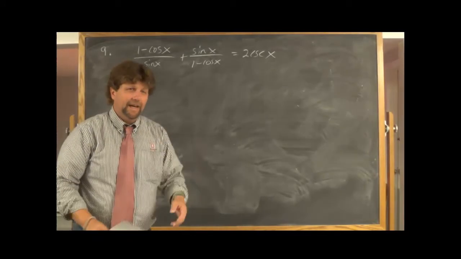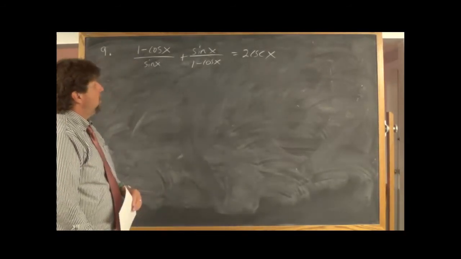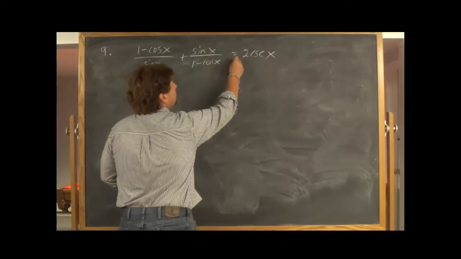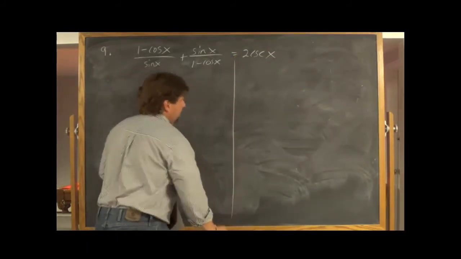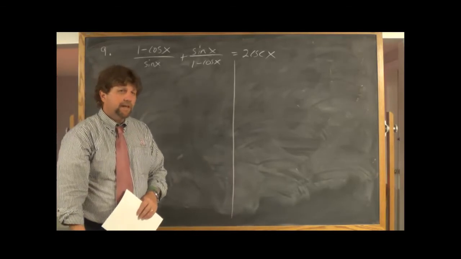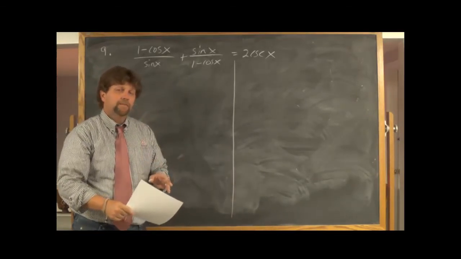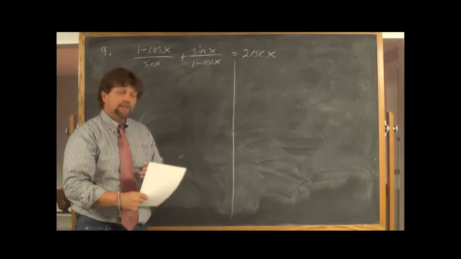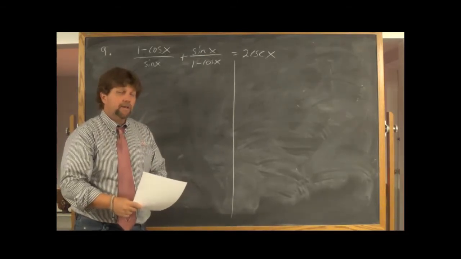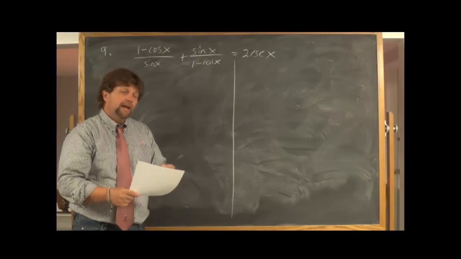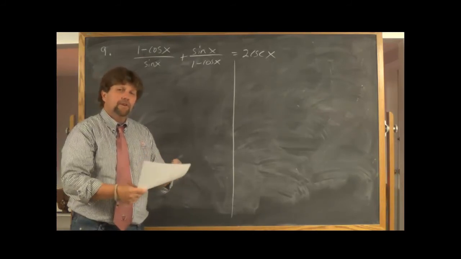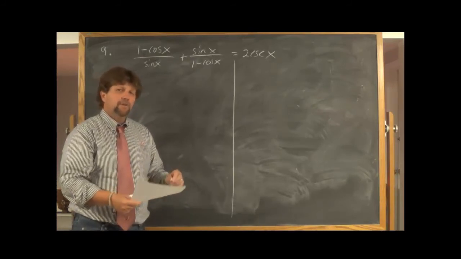Here's how I verify identities. I start off, I make a vertical line. I drop it down from my equal sign. And I pick one side of the equation to do all my work on, and I try to get it to match the other side of the equation. Preferably, you pick the more difficult side of the equation to do your work on.